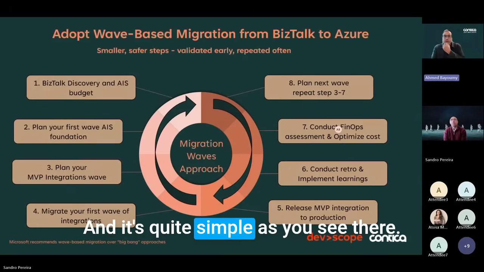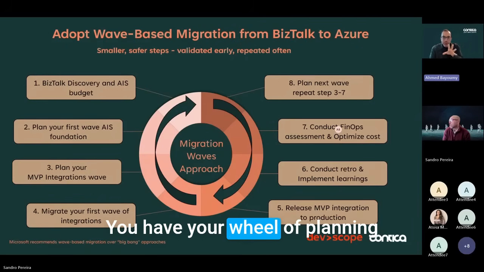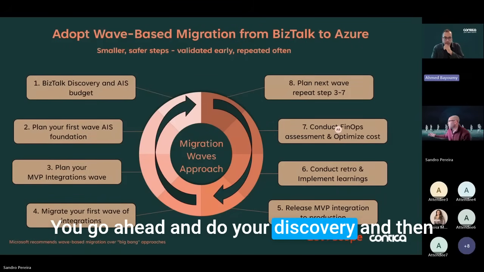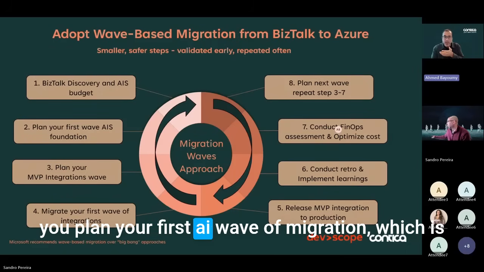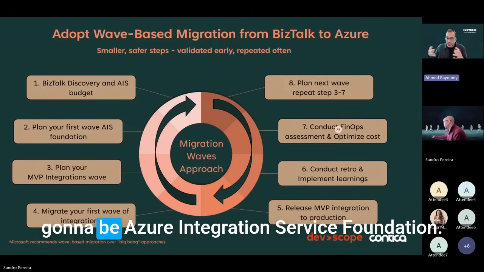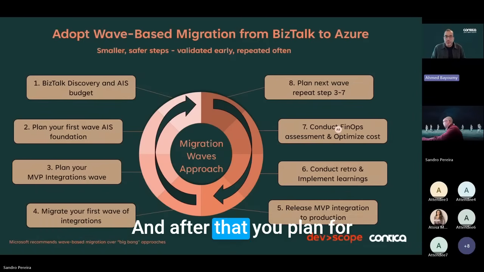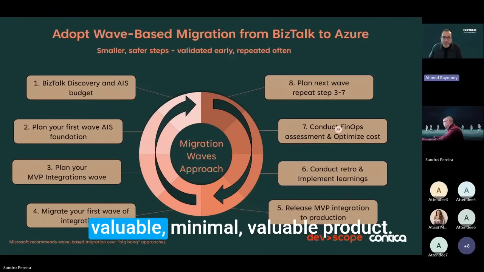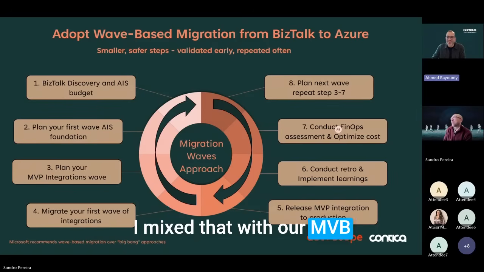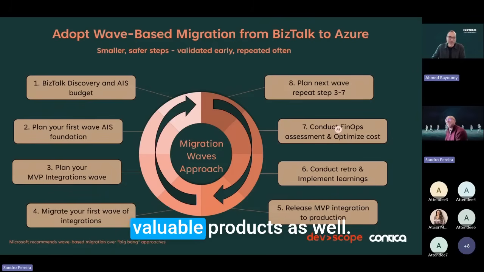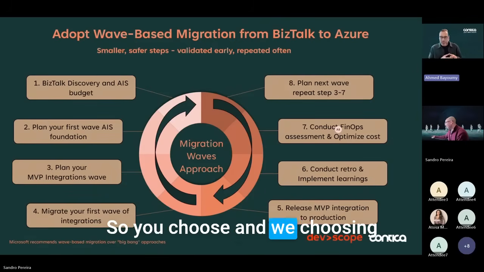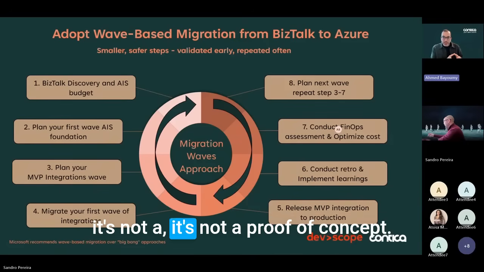And it's quite simple. As you see there, you have your wheel of planning. The first one is your discovery. You go ahead and do your discovery, and then you plan your first wave of migration, which is going to be the Azure Integration Services foundation. And after that, you plan for your MVP integration. And we don't mean most valuable, minimal viable product. I mixed that up with our MVP, Most Valuable Professional. Well, maybe we are minimal viable products as well. So you choose, and we're choosing the MVP expression here because it's not a proof of concept.